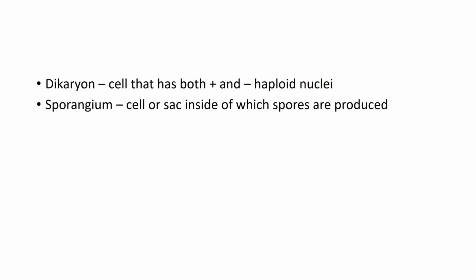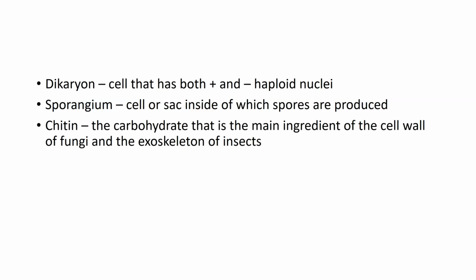We have what we call a sporangium. A sporangium is a cell or sac inside of which spores are produced. Very important term to understand. We have chitin. Chitin is the carbohydrate that's the main ingredient of the cell wall of fungi and the exoskeleton of insects. They actually think that fungi may be close to insects because we've got a similar type polymer in the outer wall of it. From this point on, we're going to look at different groups of fungi and what the different groups look like and what they do.